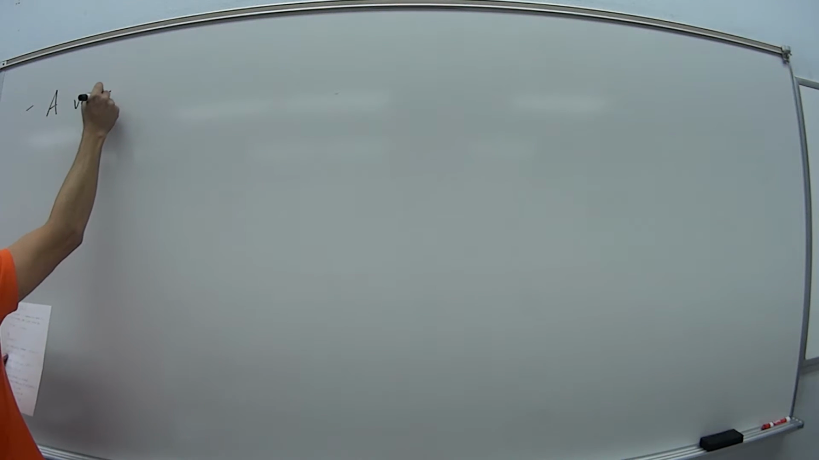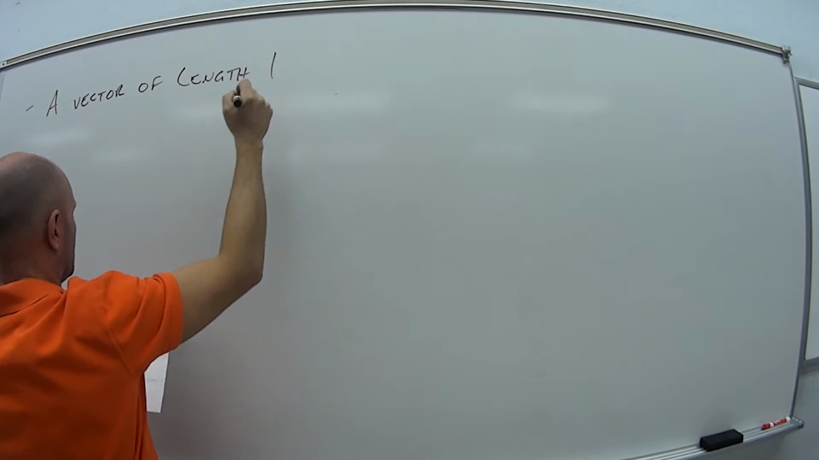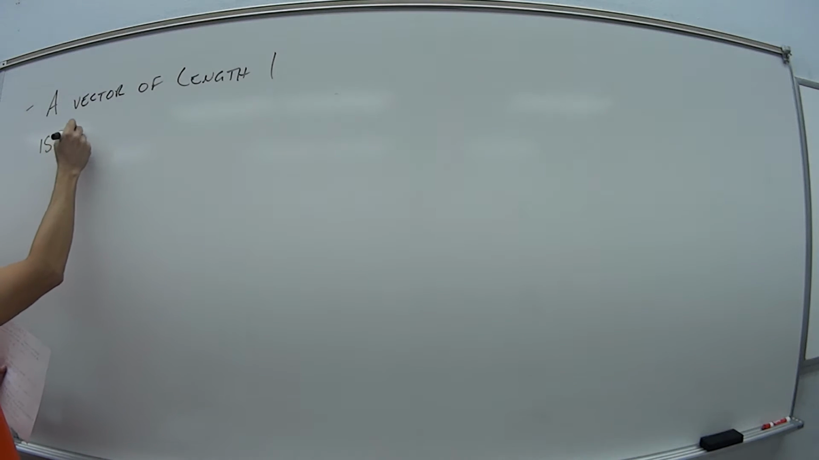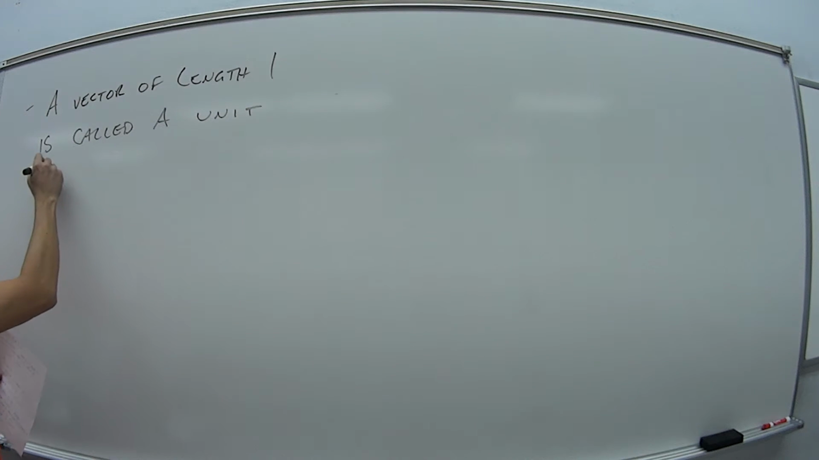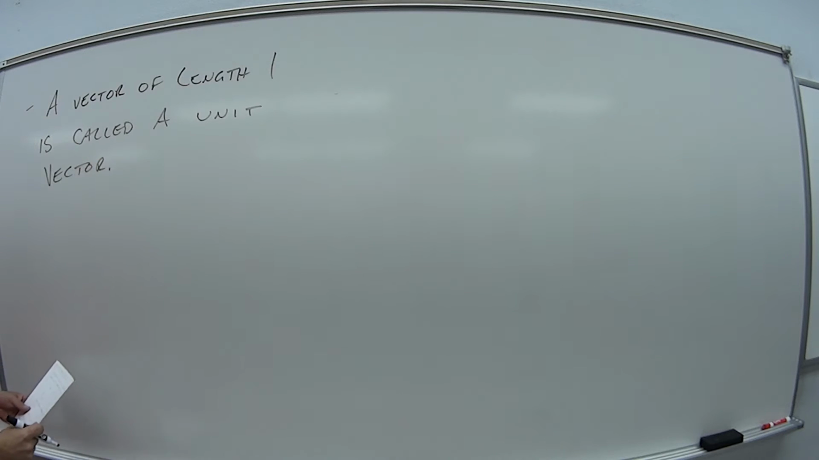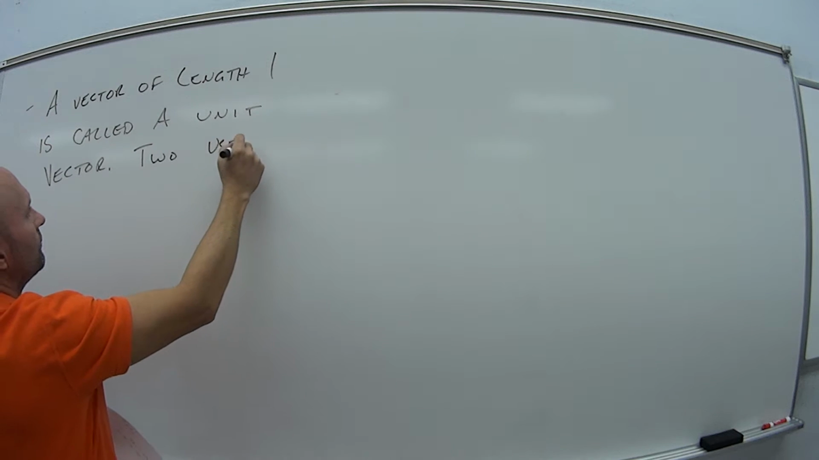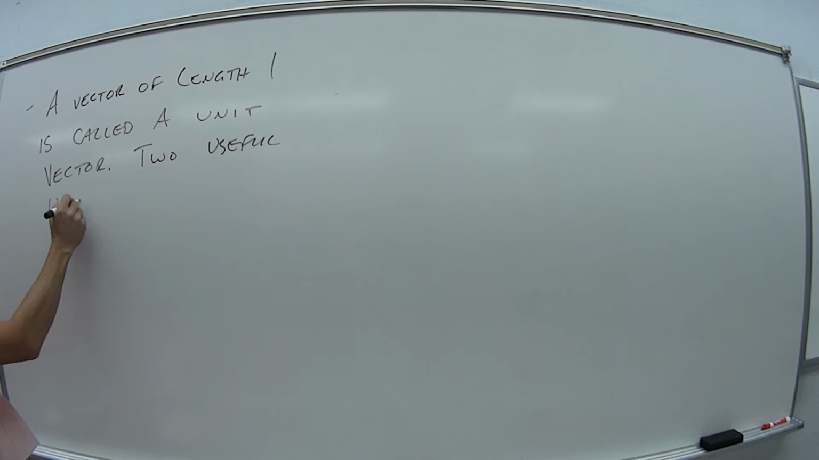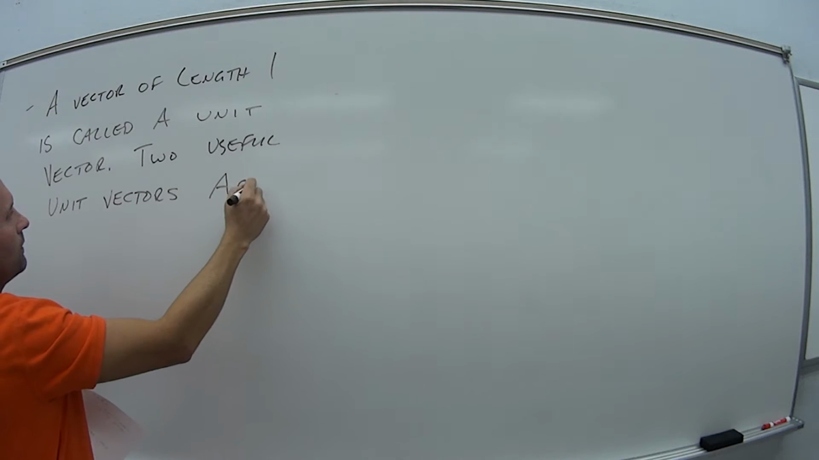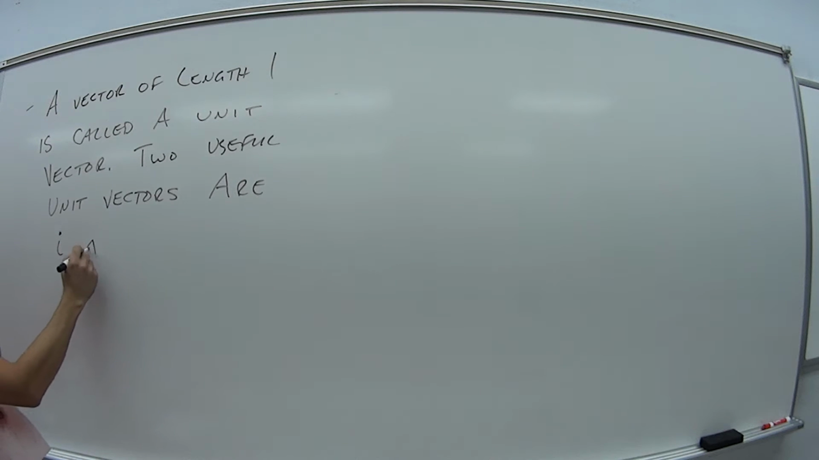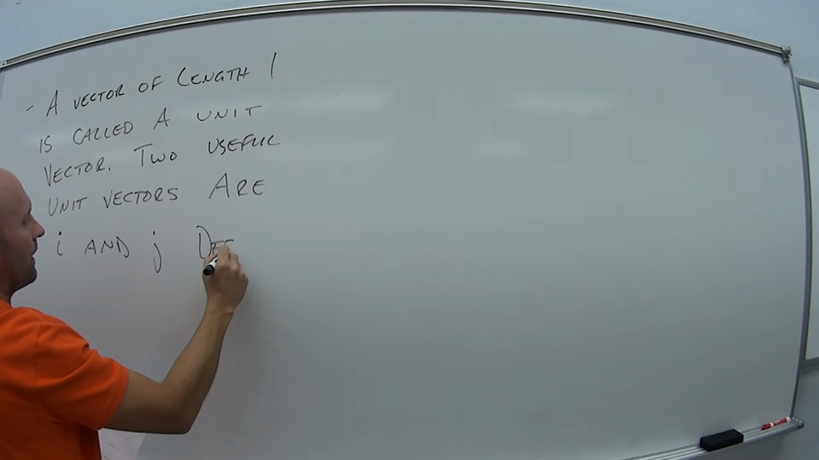So we have the following definition. A vector of length 1 is called a unit vector. And the two useful unit vectors we're going to be talking about are the two unit vectors i and j. And these are defined by the following.